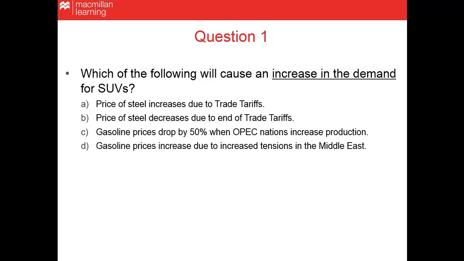So, a question, thinking back on these: which of the following will likely cause an increase in the demand for SUVs, sports utility vehicles, big vehicles? Well, if gasoline prices drop by 50% when OPEC, the Organization of Petroleum Exporting Countries, by the way, increases production, so prices go down.